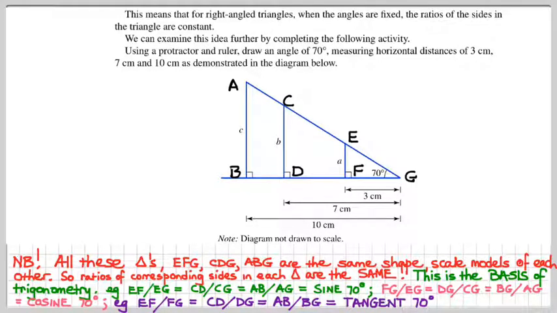Isn't that mighty fine? It's incredible. The fact that these are right angles means we can do trigonometry on them, okay? You don't have to have right angles to have similar triangles, but you do have to have right angle triangles to be able to do trigonometry.